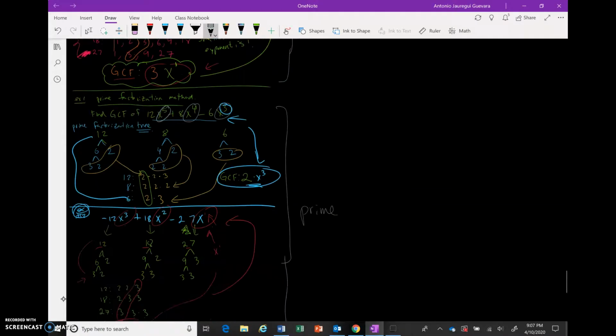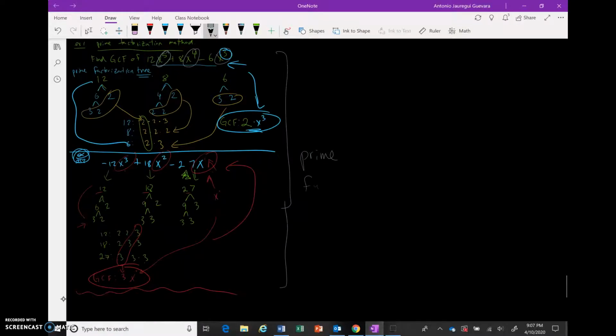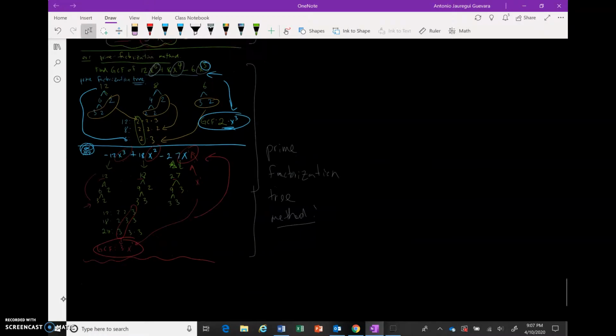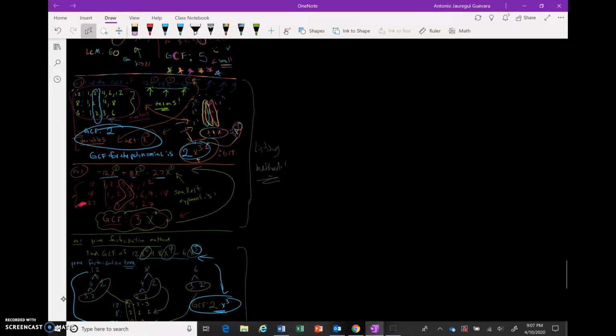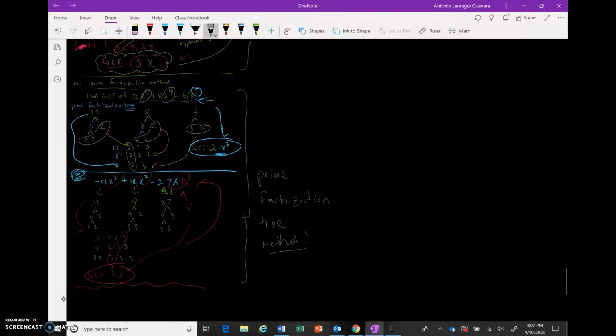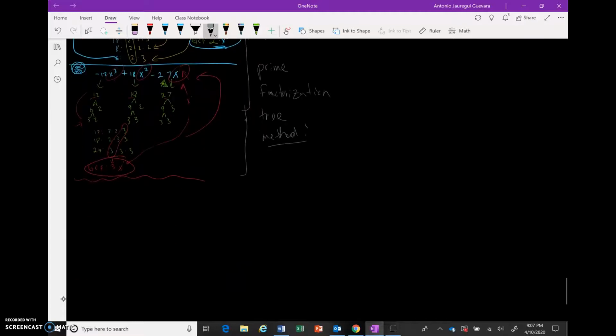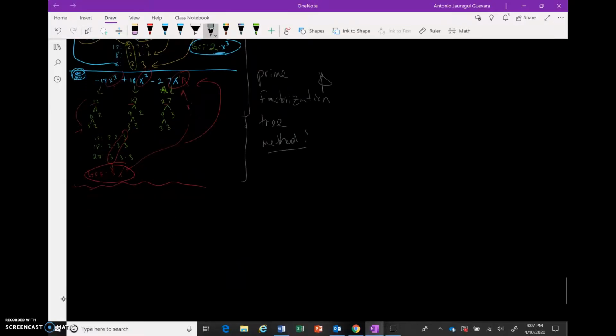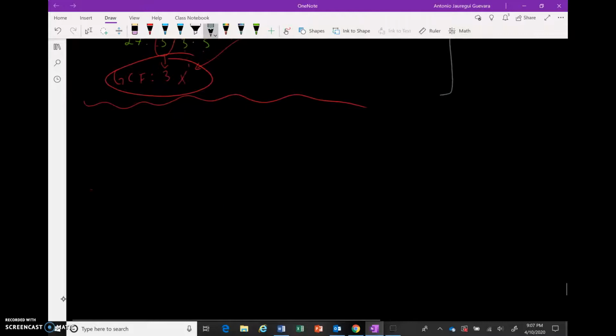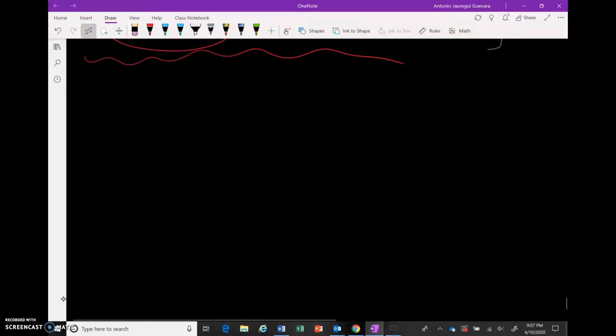So we got the listing method and the prime factorization tree method. Whatever you guys want to use, I don't care. Okay, all right. So we got those two methods that show you how to do 1 and 2, the listing method, and 1 and 2, the prime factorization method. The book uses this, but just so you guys know, I don't really care what you use, like I said.